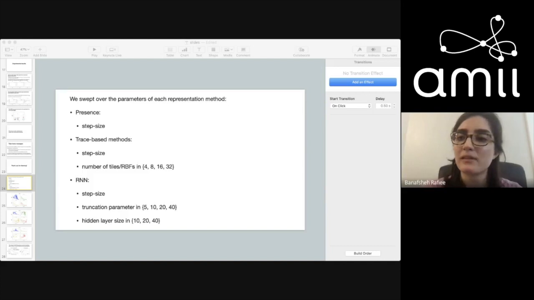I think we want to predict when the US is going to happen, and the CS is providing some information about it, but the return of the US doesn't depend on the CS. So that's why the ISI doesn't have an effect on the shape of the return.